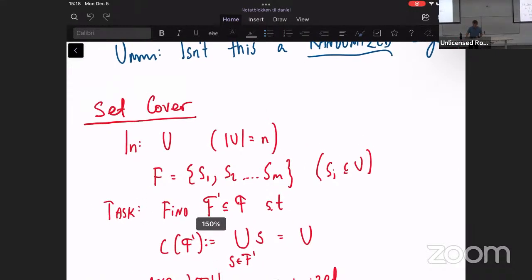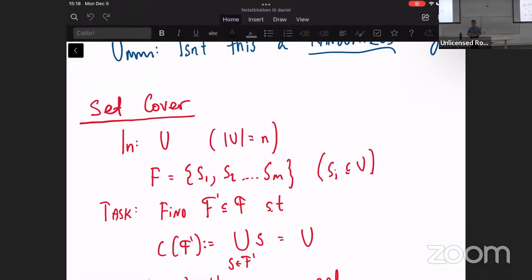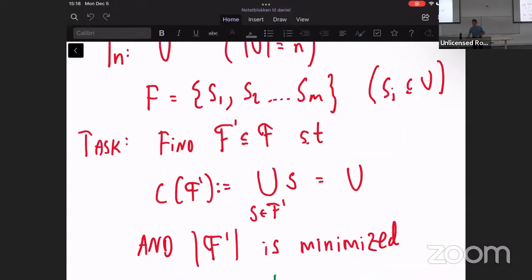So I've already mentioned it, but let me reiterate it to you. So the input is a universe of size m and m sets. Let's call them S1, S2 up to Sm. These are subsets of the universe. And your task is to buy the minimum number of these input sets so that together they cover the entire universe. So formally, we're finding a family F prime, which is a subfamily of F.